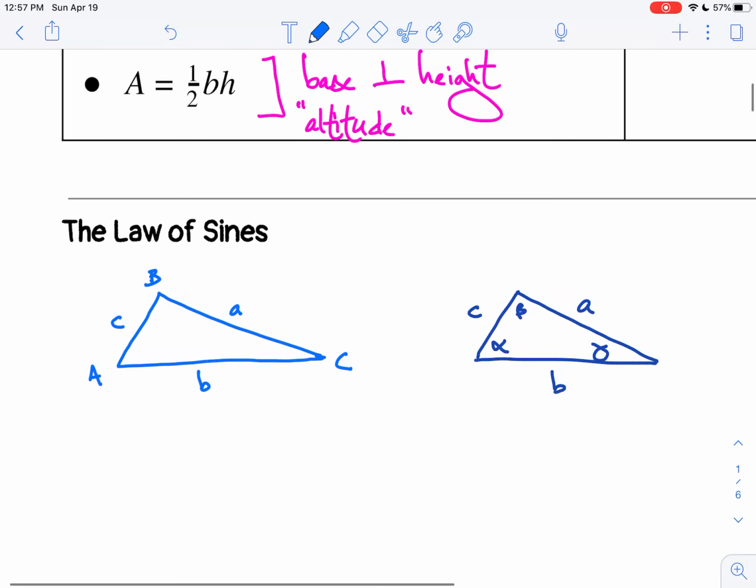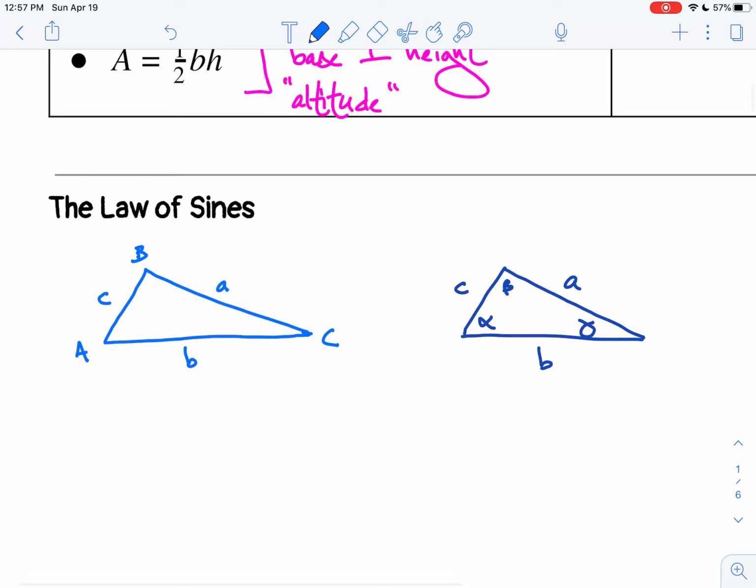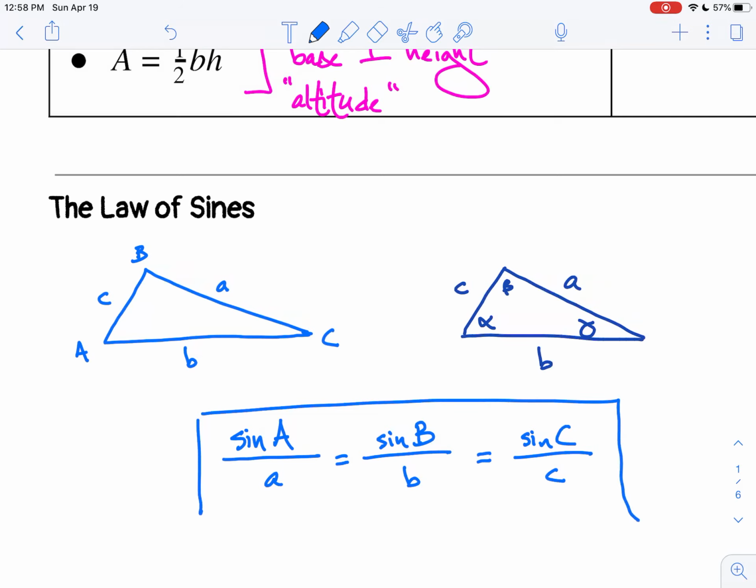All right, so what is this law of sines? Well, it turns out that if I take the ratio of the sine of one angle and put it over the side opposite that angle, so sine of capital A over little a, and I do that for every pair of sides and angles in a triangle, so sine A over a, sine B over b, and sine C over c, these ratios are equal for every pair of sides and angles in a triangle. All right? So this is the whole law of sines.